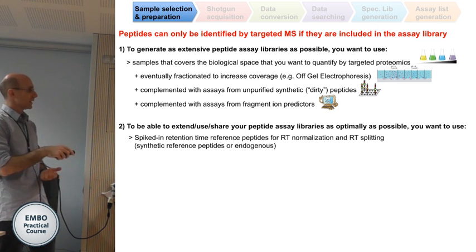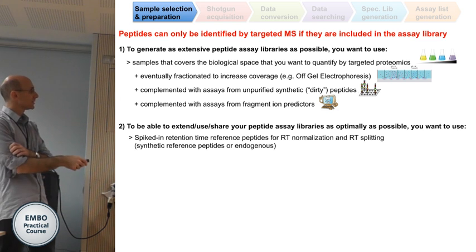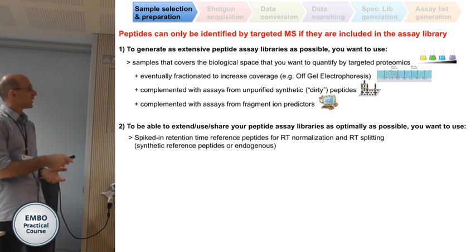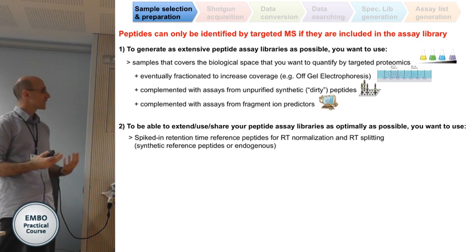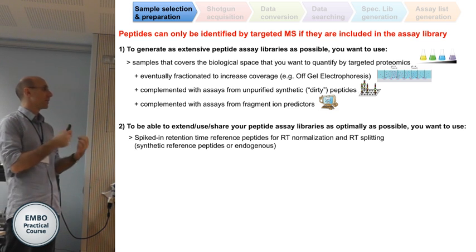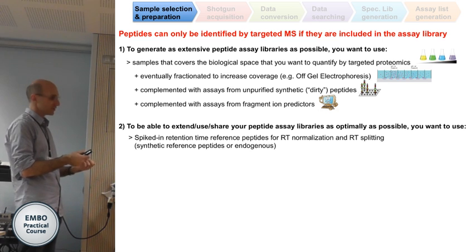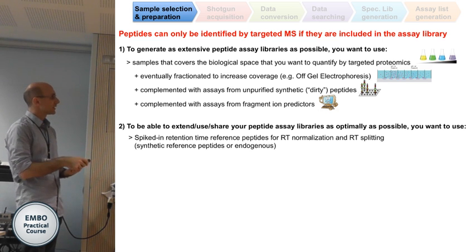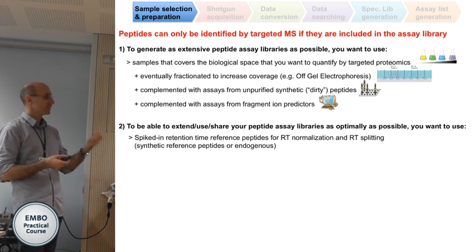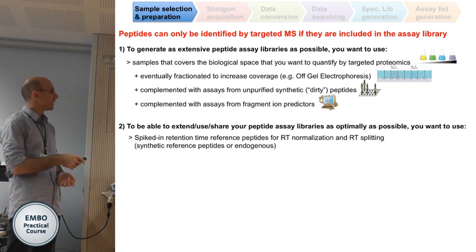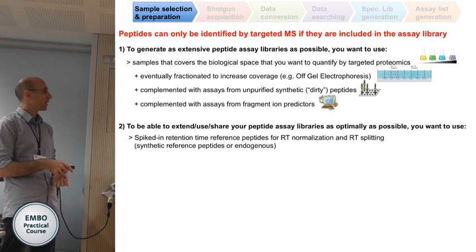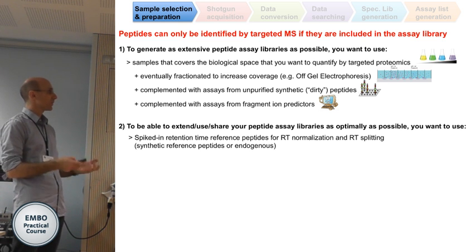The second point, which I think you had a special talk about, is about the retention times. In order to share or even extend your libraries later for yourself, you also want to have the retention time included inside your library generation. And for this, we use spiked-in reference retention time peptides. You heard about the iRT peptides normalization, and we use this for retention time normalization and for retention time splitting.